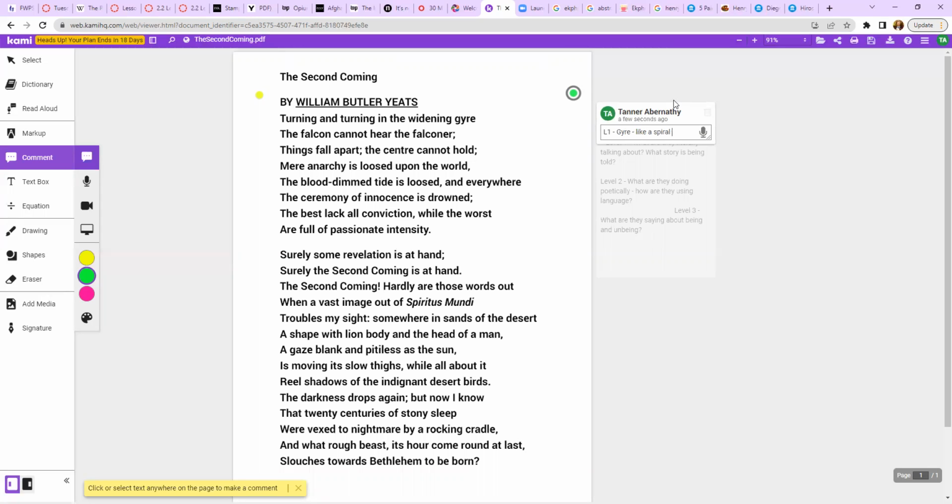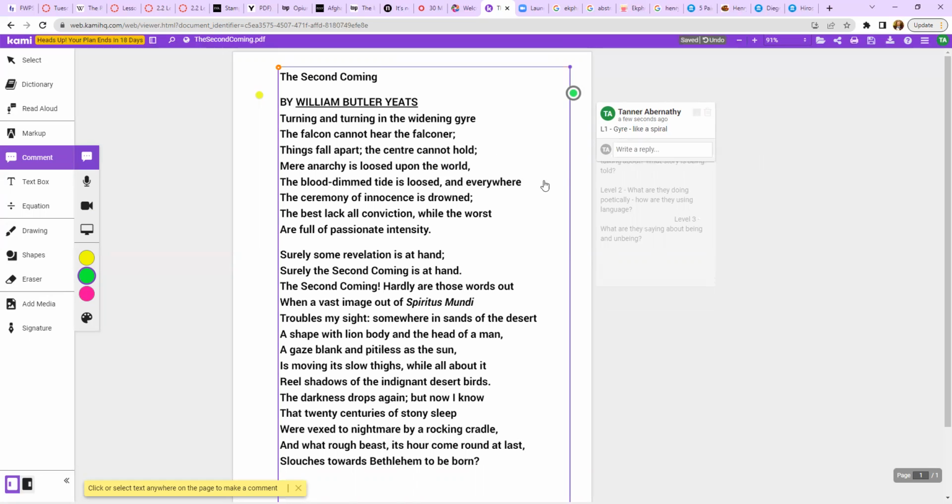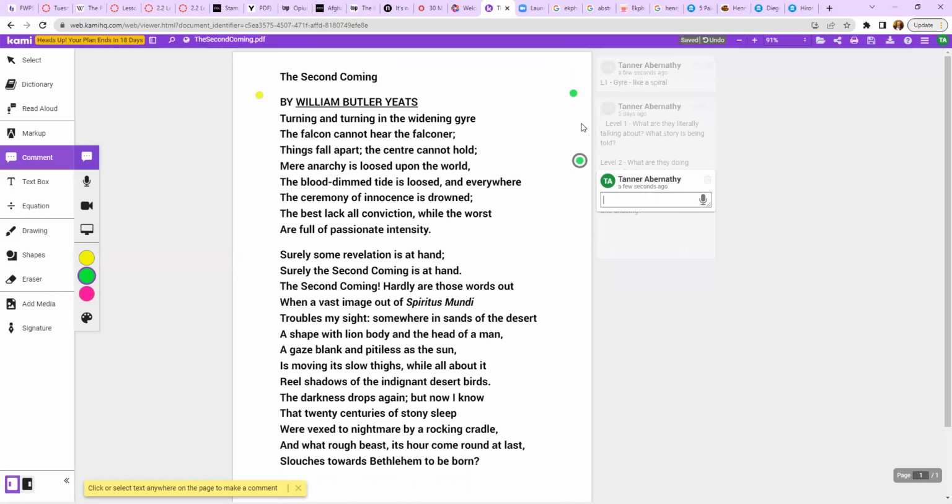Things fall apart, the center cannot hold. So things are going bad. The bird can't hear the person. Things are falling apart. Whatever the glue was, the center can't hold things anymore. And guess what happens? Your anarchy gets released on the world, right? Everything's falling apart. It's going to crap. So I guess if we keep using green here for the comments level 1, things are not great.